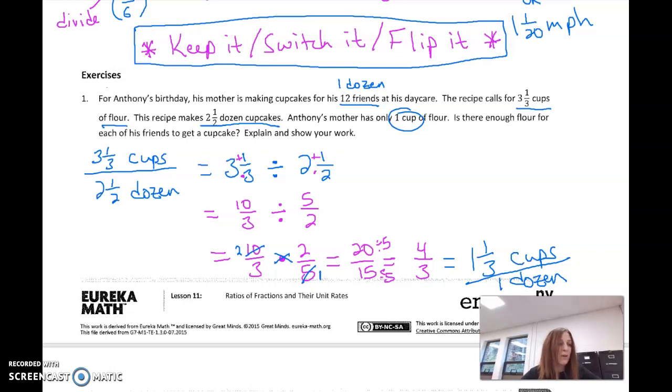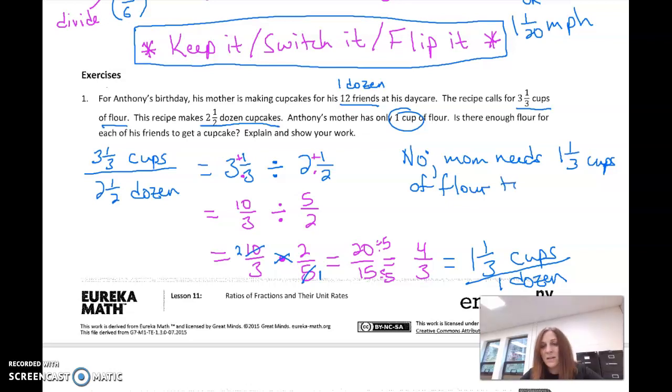So, if she only has 1 cup of flour, is there enough for her to make a dozen cupcakes for Anthony's friends? No. Mom needs 1 1/3 cups, sorry, so sloppy as always, of flour to make a dozen cupcakes. All right, so we're going to be using our knowledge of fractions and division of fractions to be finding some unit rates to help us solve problems.